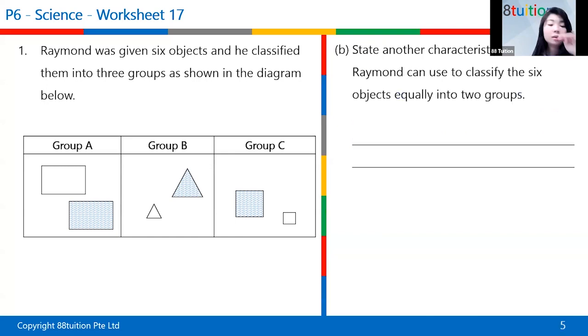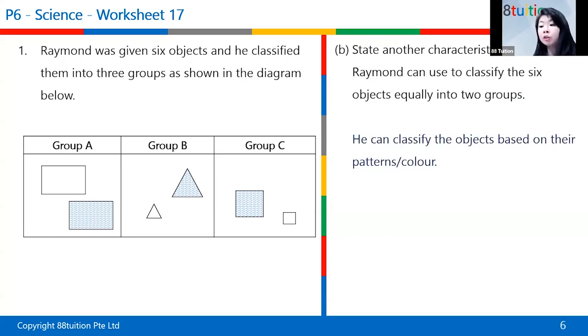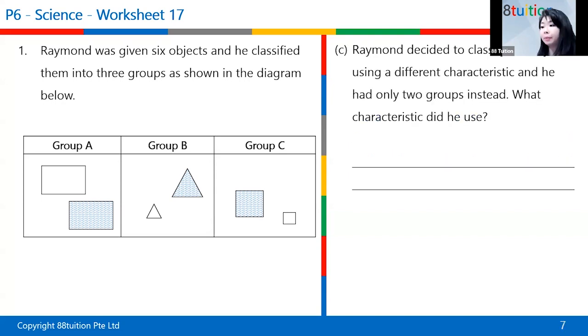Okay, I'm going to move on. Now, this one, some of you couldn't answer this question. Lillian, state another characteristic that Raymond can use to classify the objects into 2 groups. So now instead of 3 groups, I only want 2 groups, which means each group has 3 objects. So what can I use to classify these objects into 2 separate groups? Colors. Good, either color or pattern. Okay, so all the unshaded ones in one group, all the shaded ones in one group. I have some people who write shaded or unshaded. That's fine.